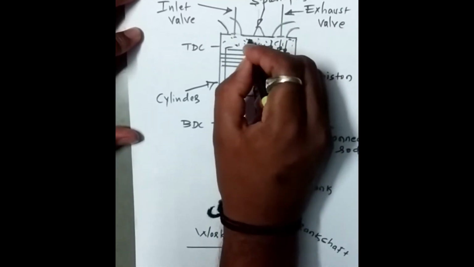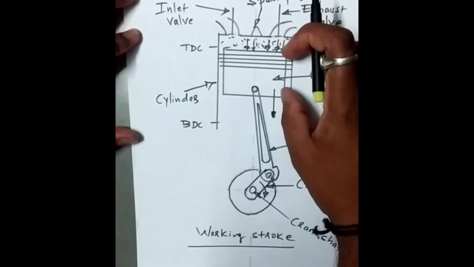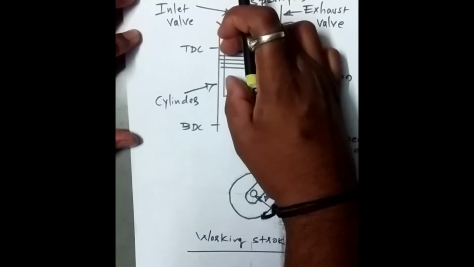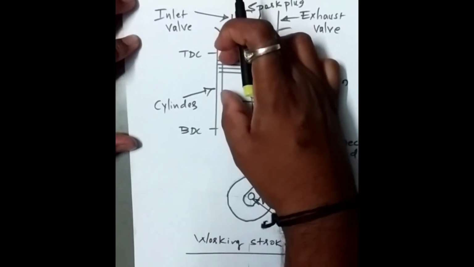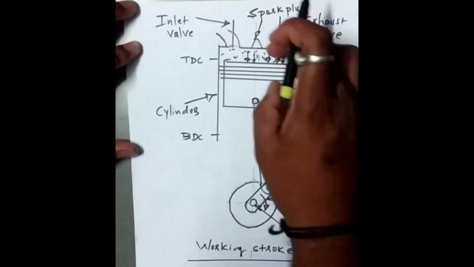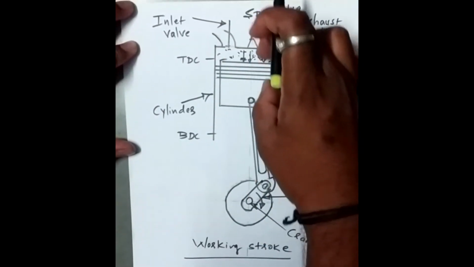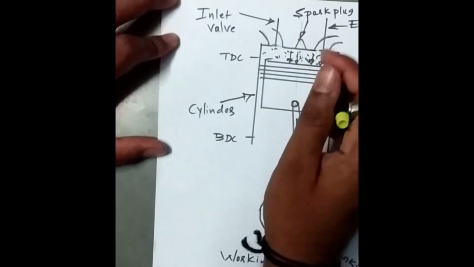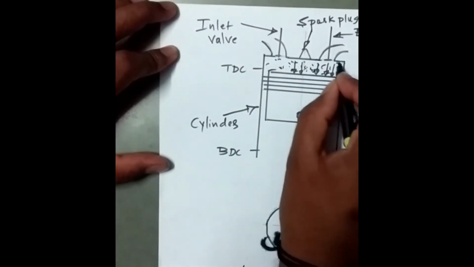The gases start exerting a force on the piston, and as a result the piston is going to move from TDC to BDC. At the beginning of the working stroke the piston is at TDC, but at the end of the working stroke the piston will be at BDC. The pressure created by the combustion forces the piston to move, and the combustion takes place at a constant volume.